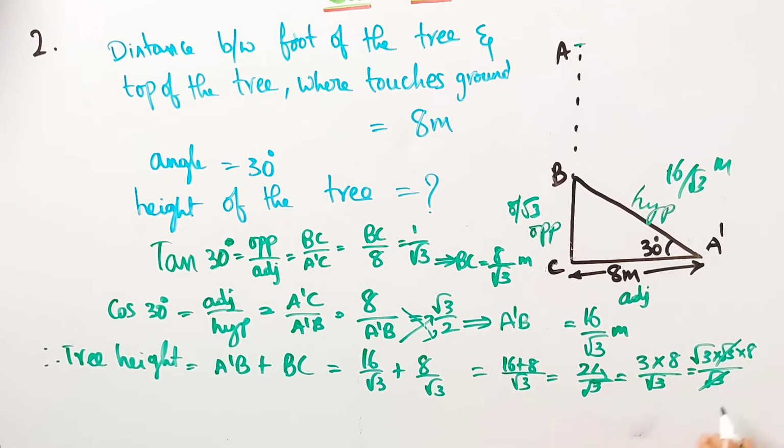Right children? So root 3 will get cancelled. Therefore total height of the tree is 8 root 3 meters. You can leave the answer like this. Otherwise 8 into 1.732 you can put, that equals 14.096. Approximately 14 meters is the tree height.